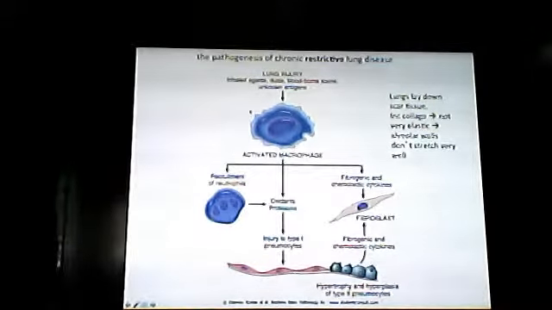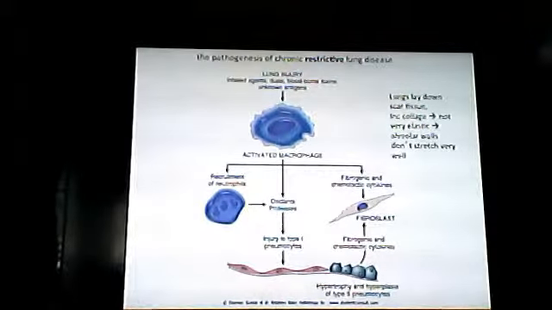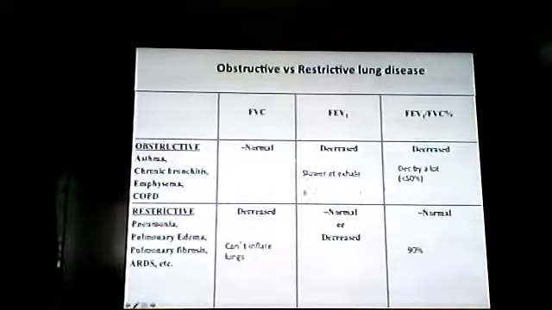This slide is showing the pathogenesis of chronic restrictive lung disease. In this case, you have lung injury, and then your macrophages get activated, and you end up with some form of hypertrophy and hyperplasia of your lung cells. Then you get scar tissue laid down, and you have more collagen, and the collagen can't contract as easily. You're losing the elasticity of the normal alveolar walls, so it's not stretching very easily. Again, you're losing that inhalation ability.